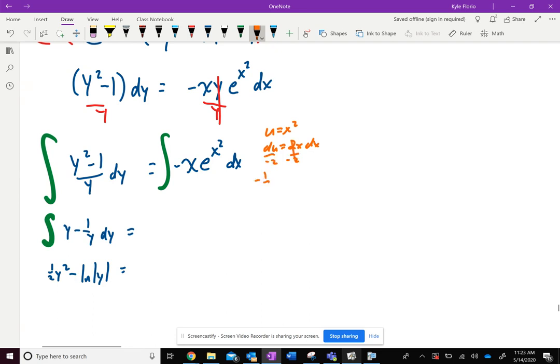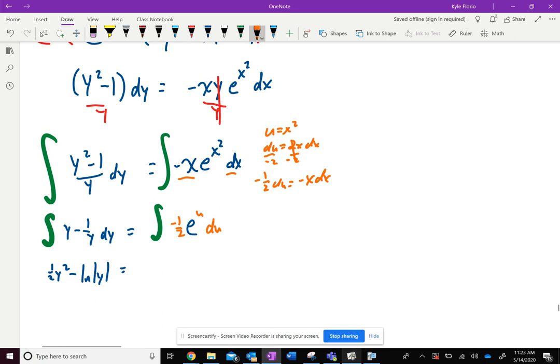Then I'll get negative 1/2 du equals negative x dx, which is what I wanted right here. And so this is going to be the integral of, let's see, the negative x dx is my negative 1/2 du. So the negative x dx is negative 1/2 du. And the e to the x squared, we said x squared is u, right? So it's going to be e to the u.